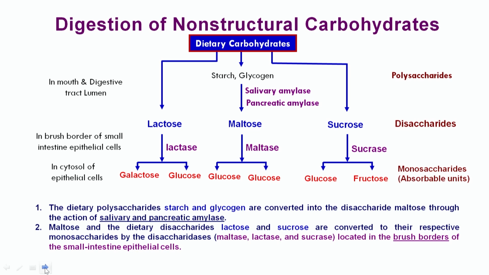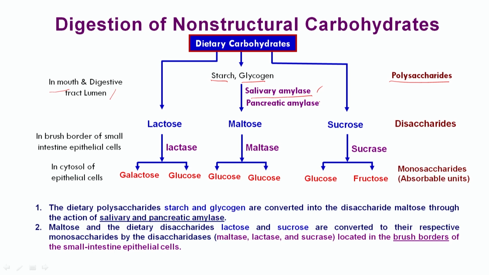So if you see non-structural carbohydrate digestion, dietary carbohydrates mainly contain starch and glycogen. These starch and glycogens are polysaccharides. Once the animal eats the food and it is in the mouth and digestive tract lumen, they will chew the food and break it down, they will lacerate the food. So this increases the surface area of the food, and in the mouth salivary amylase will start working on this and start digesting. Though it is not playing the main role in the digestion, the digestion of the carbohydrate will start here itself.